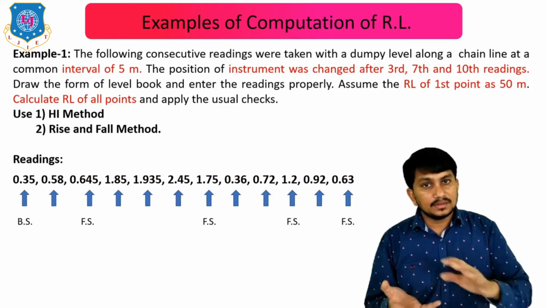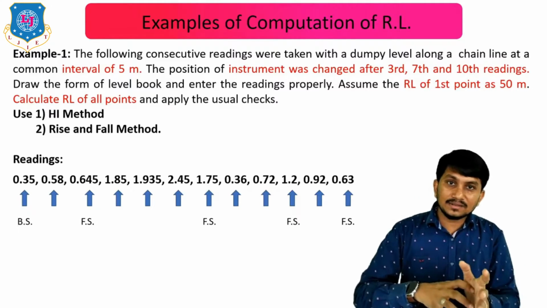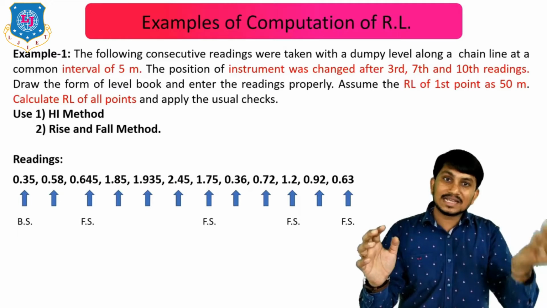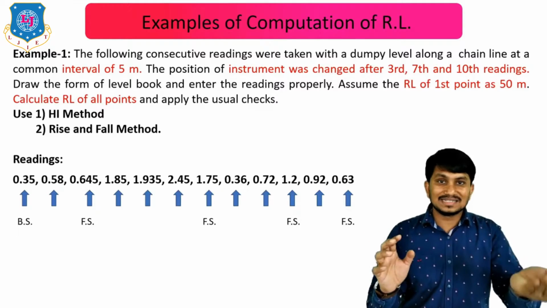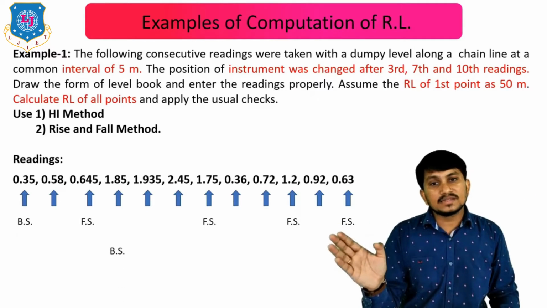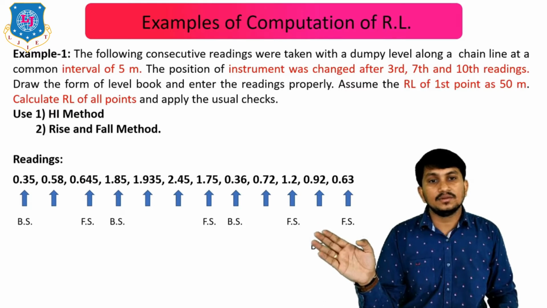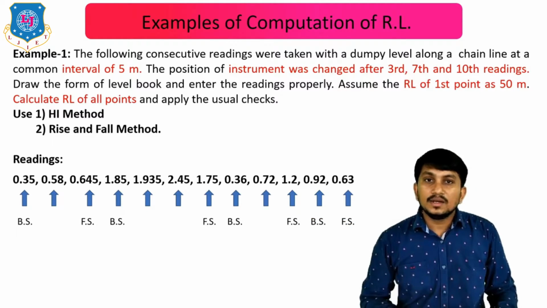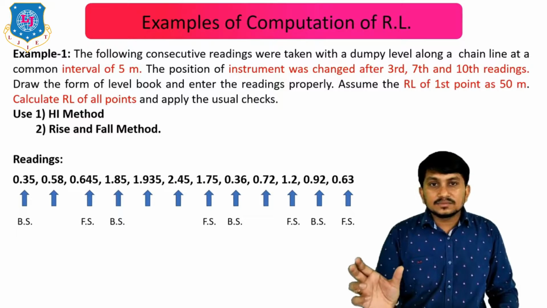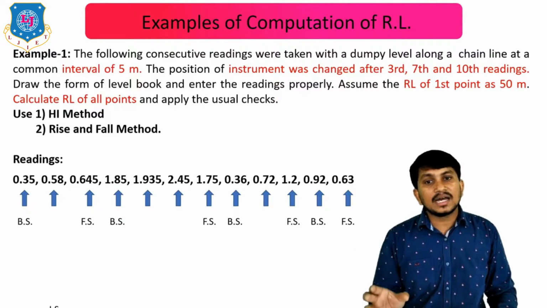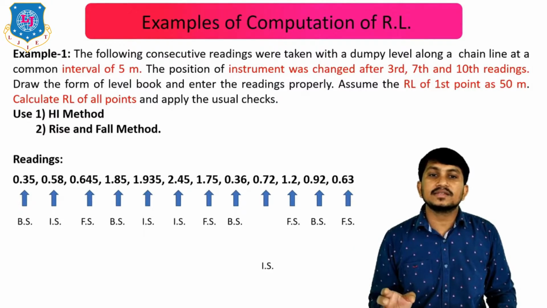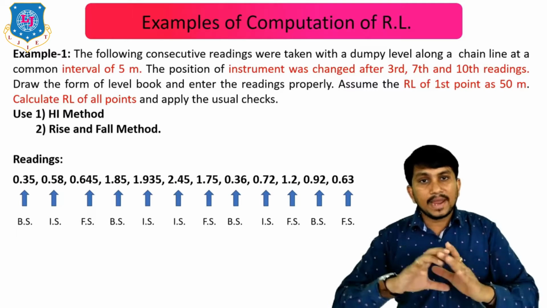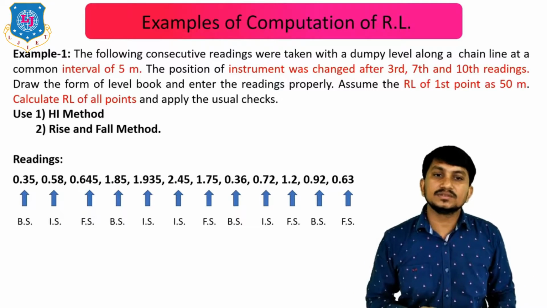After taking FS, the instrument was shifted and then the first reading was taken of the second instrument, or second setup. So after FS there is one BS. In between FS and BS, the readings which are there are IS. This is how we can name the readings.